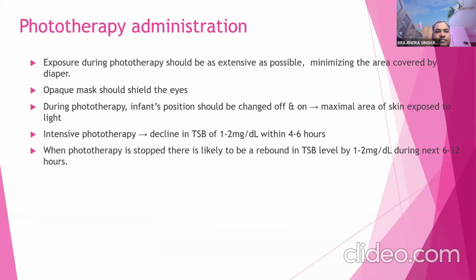फोटोथेरेपी एडमिनिस्ट्रेशन, these are the theory points. हमें कैसे फोटोथेरेपी को लगाना है, आप ये सब करते हैं. Basically the important thing is, opaque mask should seal the eyes. During phototherapy, infant position should be changed off and on, so that maximum area of skin is exposed to the light. Intensive phototherapy declines the TSB by 1 to 2 milligram per dL within 4 to 6 hours. And when phototherapy is stopped, there is likely to be a rebound in TSB level by 1 to 2 milligram per dL during the next 6 to 12 hours.